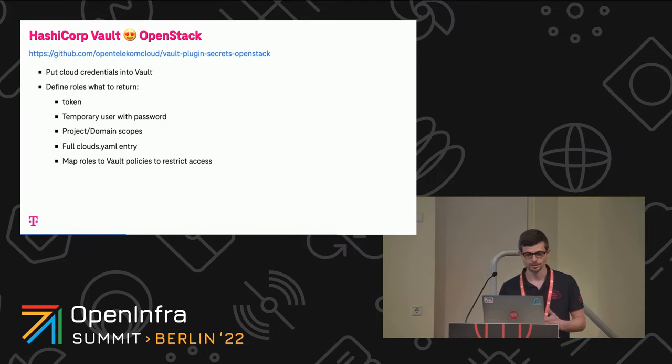So the idea is simple. Put OpenStack credentials into Vault, define roles, what you as a user would expect to get from Vault, to read from Vault. You can have a token for the session, the regular Keystone token. You can eventually get a temporary user with a password. Let's say I would like to provision my infrastructure, and for this particular provisioning, I would like only a temporary user to be created, which is then afterwards immediately deleted. Of course, this is just a brief example, but you can do it this way.